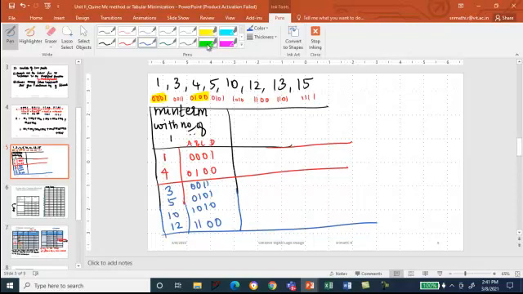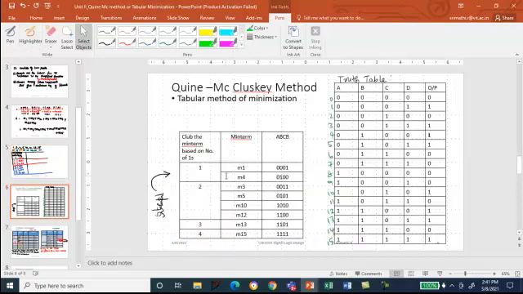Similarly, what are all the rest? We have 3 ones and 4 ones. Again, make the combination like this here. So that is what I have written here.